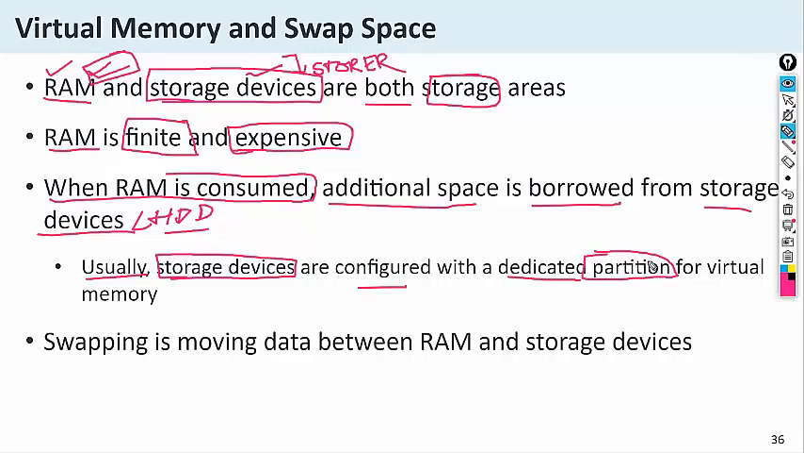The administrator will create a partition. Once the partition is created, it will be made a swap partition, which is the dedicated partition for virtual memory. Virtual memory means virtually RAM, so it is called swapping. Swapping is moving data between the RAM and the storage devices.